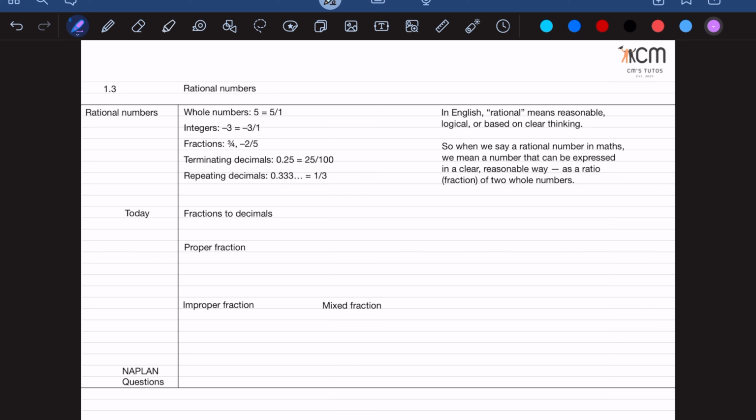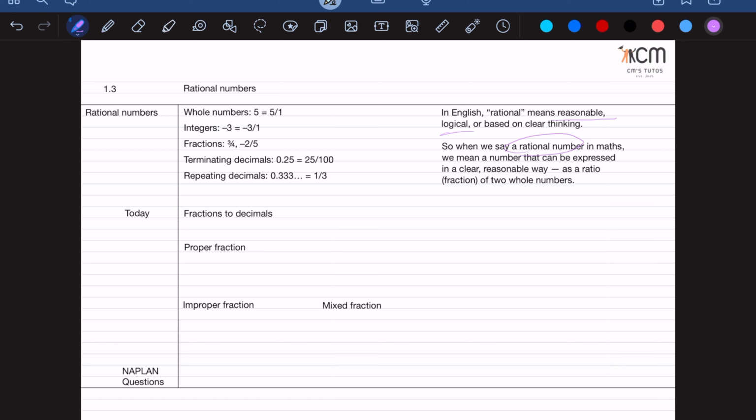In English, rational means being reasonable, logical, or based on clear thinking. So when we say a rational number in maths, we mean a number that can be expressed in a clear and reasonable way. It can be a fraction of two whole numbers. There are a couple of examples of rational numbers.